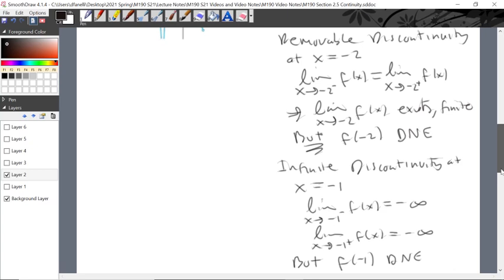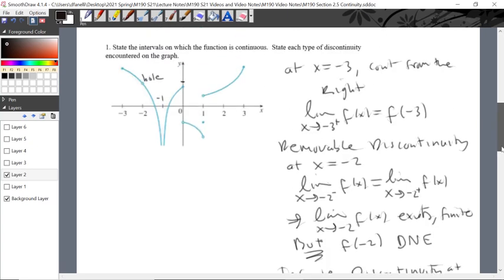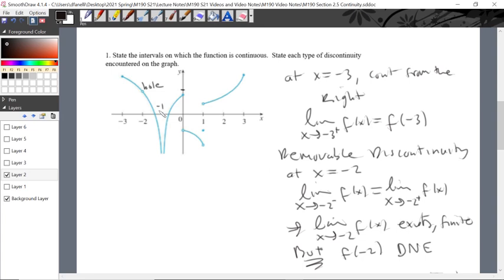Now, does that mean that anytime there's an infinite discontinuity, the function itself won't exist? Not necessarily. It could have been that there was another point that existed, maybe all by itself, at some finite y value.